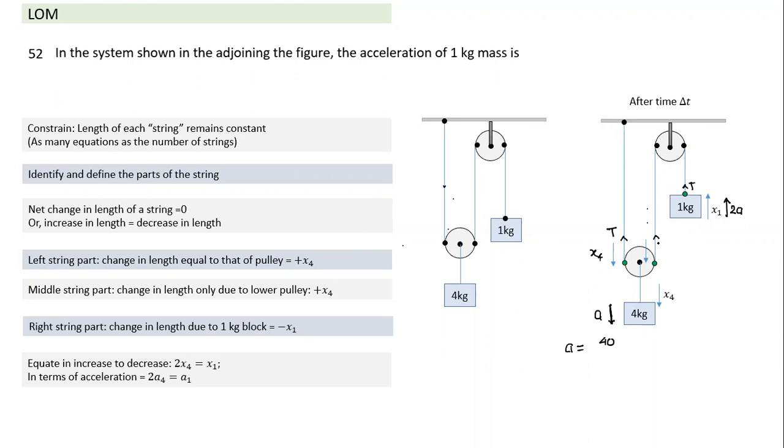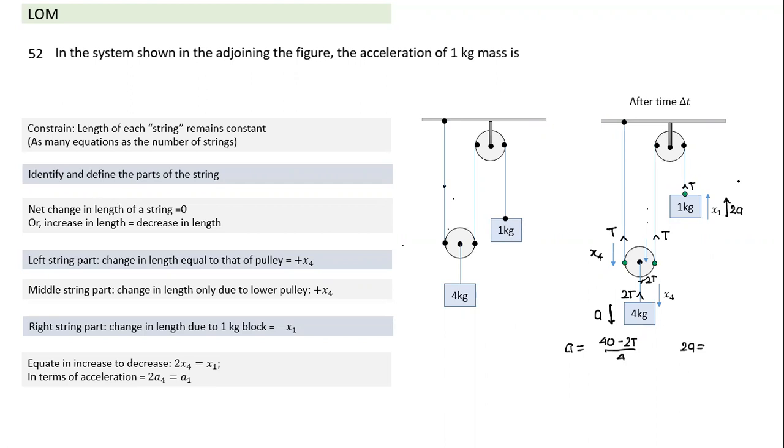And now we consider equilibrium of this pulley. Net force on this pulley has to be 0. It means this has to be 2T, and this has to be 2T. So these are the forces. Now we can form this equation, taking this as the system. A is equal to 40, which is positive, minus 2T, divided by 4. And for the second equation, for the 1 kg block, we can form what 2A is equal to.